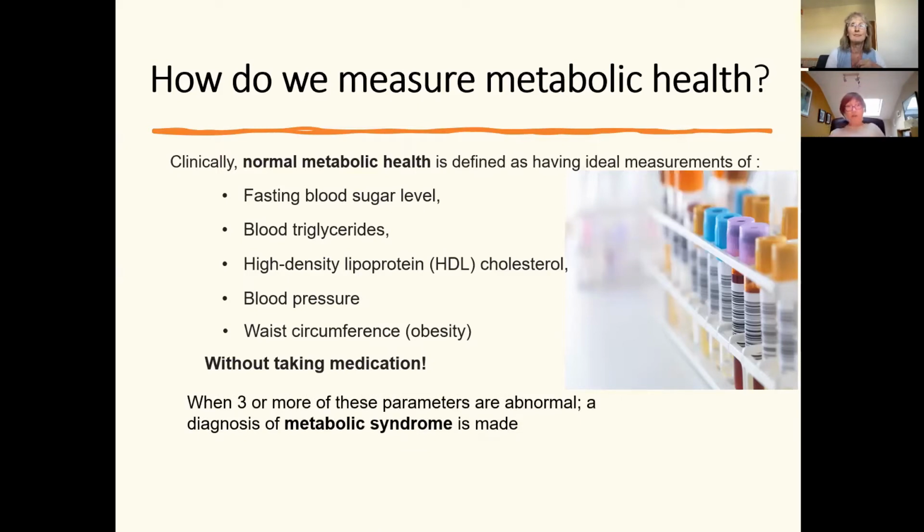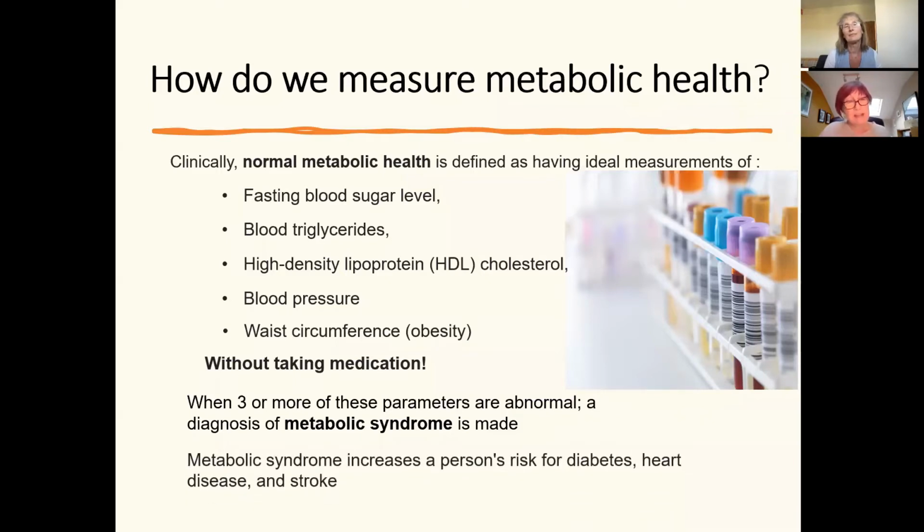If you've got 3 or more of these parameters abnormal, then a diagnosis of metabolic syndrome is made. Okay, so a syndrome really just means a collection of signs and symptoms which suggest you've got a particular disease. So metabolic syndrome is having 3 out of 5 of those measurements there. And if you've got metabolic syndrome, that increases your risk for diabetes, heart disease, and stroke. So it's very important to try and keep your metabolic health in check.